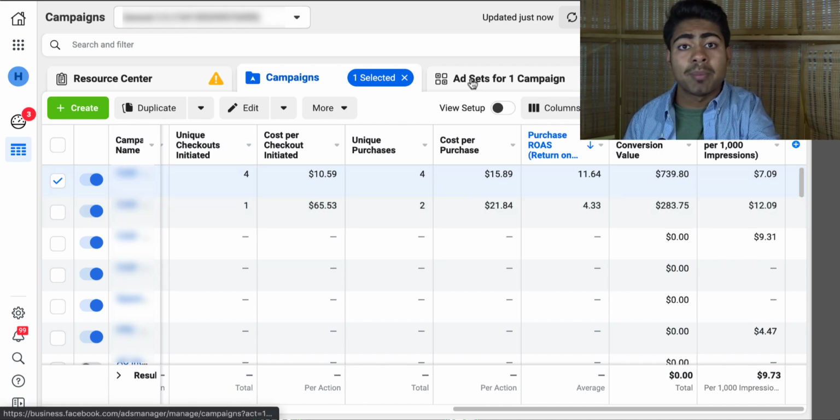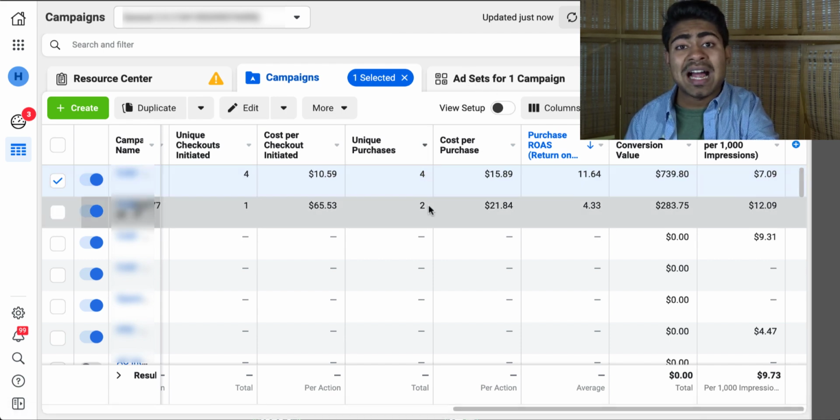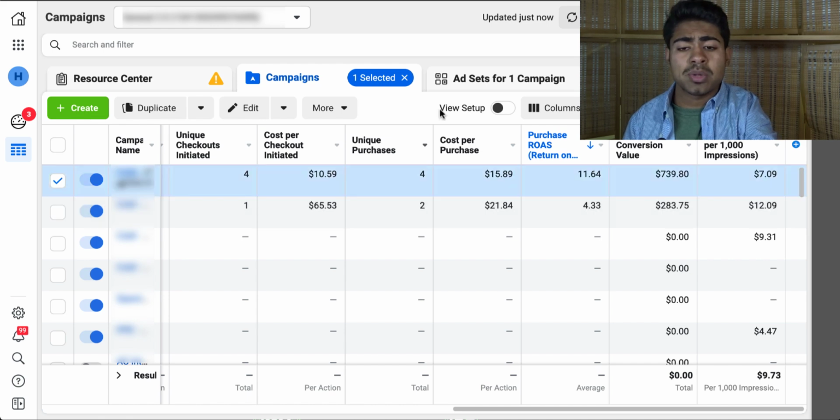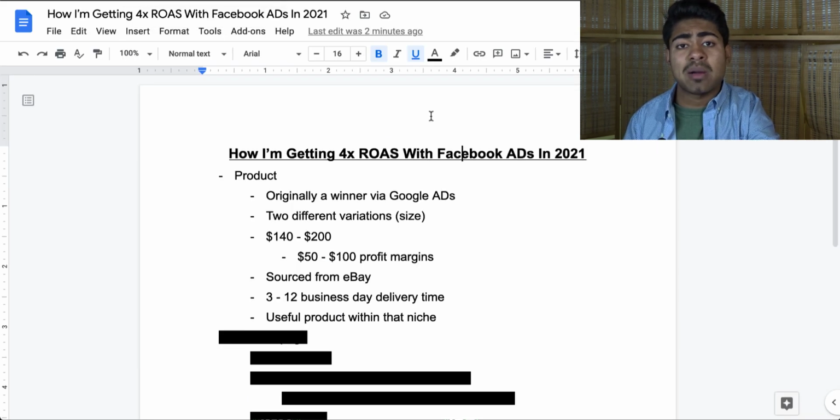So absolutely amazing results with these 2 campaigns combined. Of course, the results weren't that high, meaning I wasn't really getting hundreds of sales on this product simply because of the strategy that I was using when launching this product, which I'll be going over very soon.